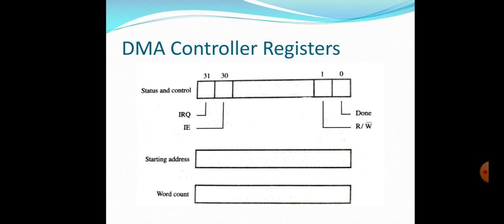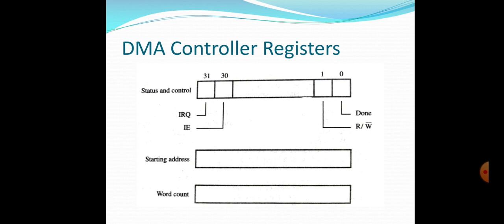In this register, we have four important flags or bits. One is the read or write bit. This bit is set to 1 if the DMA transfer is a read operation, and it is set to 0 if it is a write operation. Then another bit is the done bit. It is set to 1 when the DMA controller has completed the current transfer of data and it is ready for another transfer.